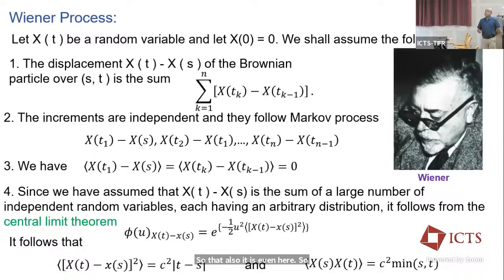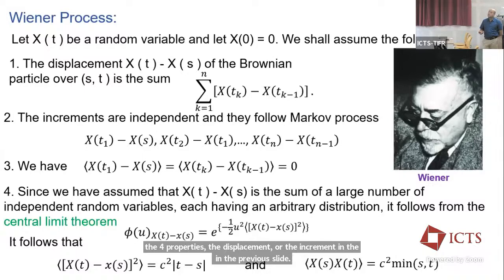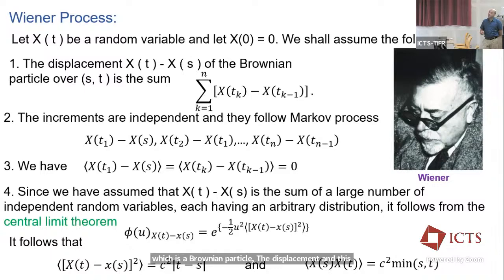Let XT be a random variable, and let X 0 equal to 0, and we shall assume the following. These are the four properties: the displacement, or the increment, which in the previous slide we have written in that way. So XT minus XS, which is a Brownian particle displacement, is given by that one. The increments are independent and follow the Markov process. And the average of that increment, they are forming a random process, ultimately the mean of that increment will always be zero.